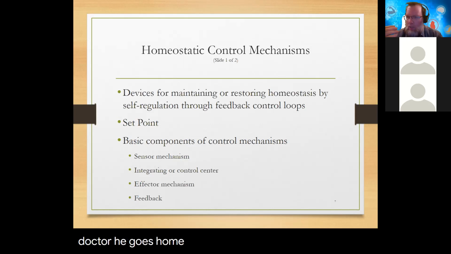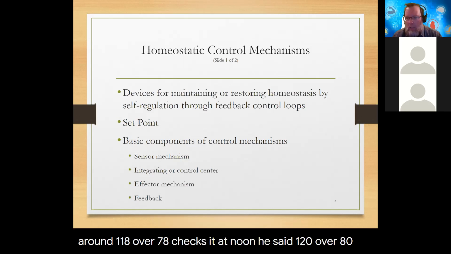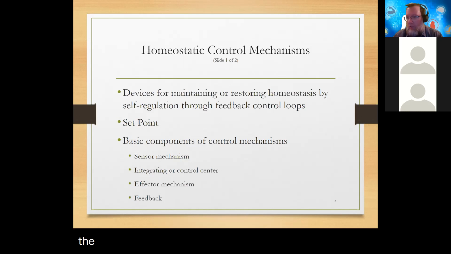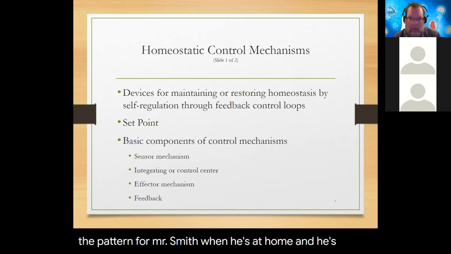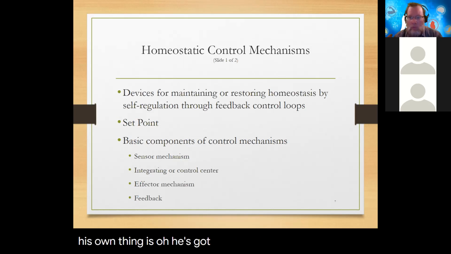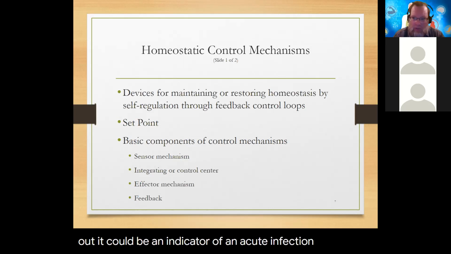So from those numbers that he's logged, maybe he leaves the doctor, he goes home and he does his blood pressure. When he gets home, he's 120 over 80. Goes to bed, wakes up, he's around 118 over 78. Checks it at noon, he's 120 over 80. So the pattern for Mr. Smith when he's at home and when he's doing his own thing is, oh, he's got normal blood pressure. So the 140 over 90 at the clinic was an anomaly. He was stressed out. It could be an indicator of an acute infection or something as well.